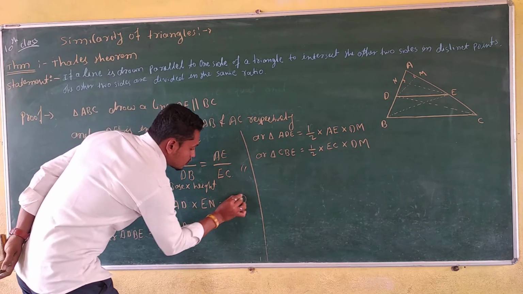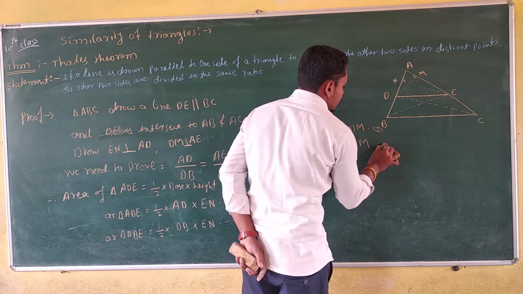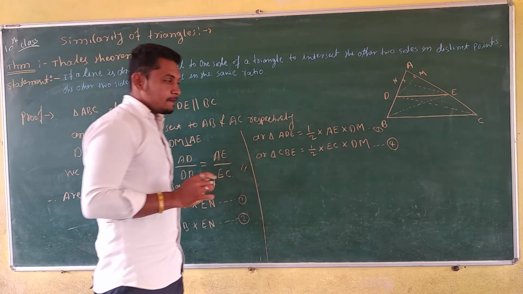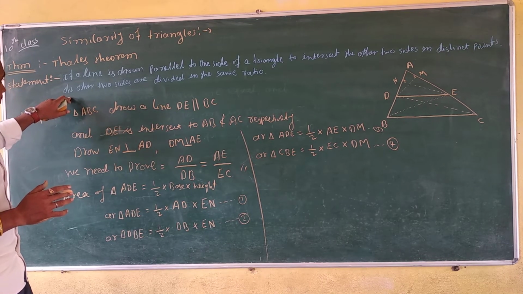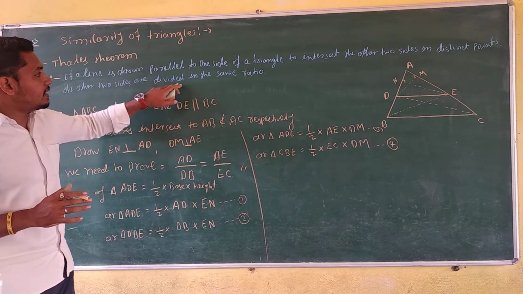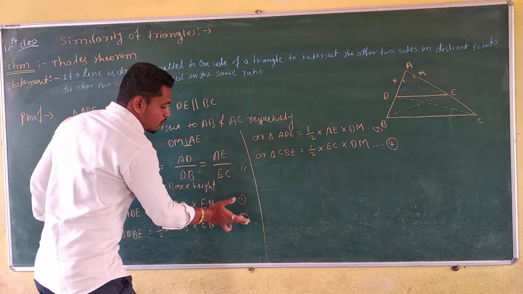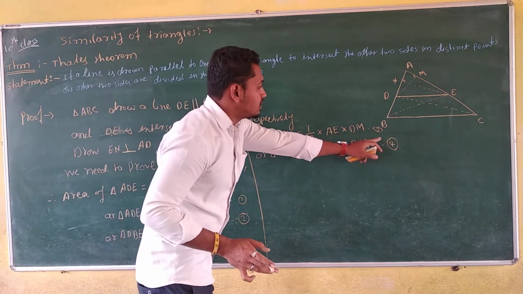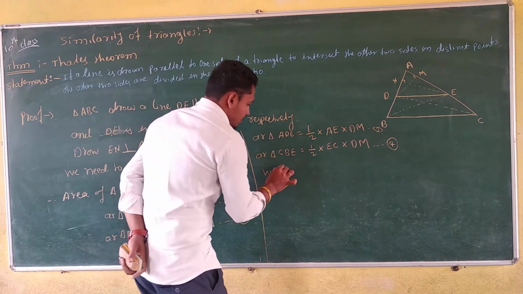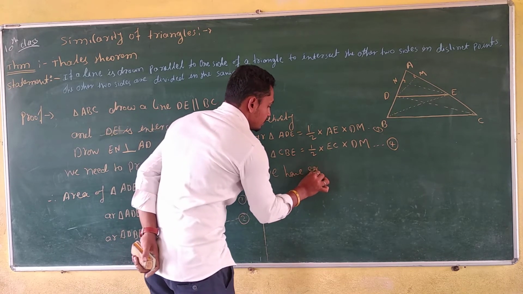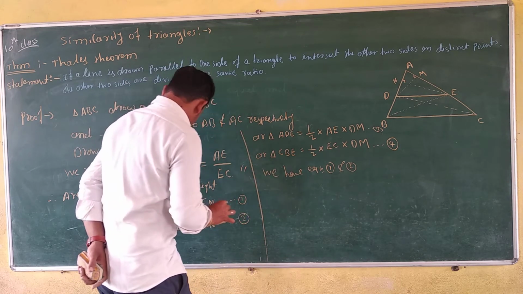So you take this as equation number 1, 2, this is equation number 3, equation number 4. According to this statement, the other two sides are divided in the same ratio. Means you have to divide equation number 1 by 2 and equation number 3 by 4. We have equation number 1 and 2.